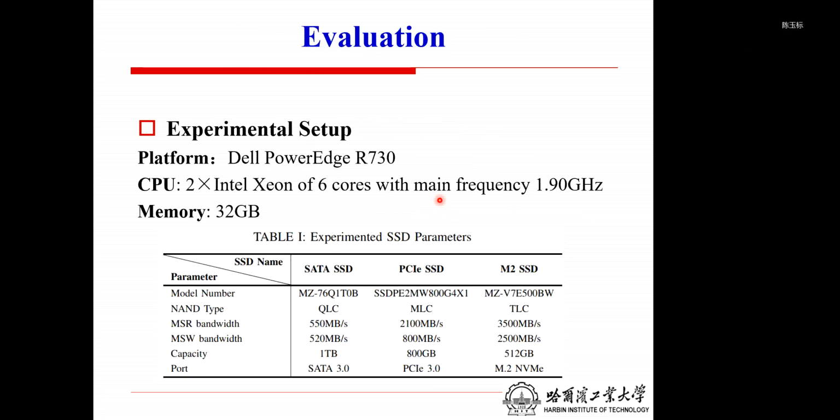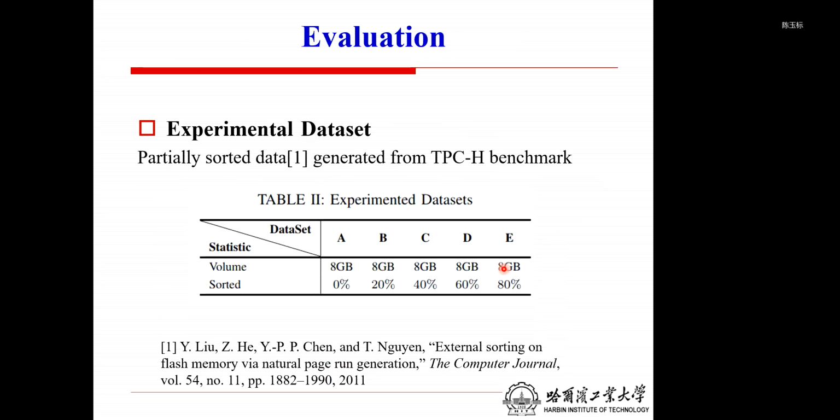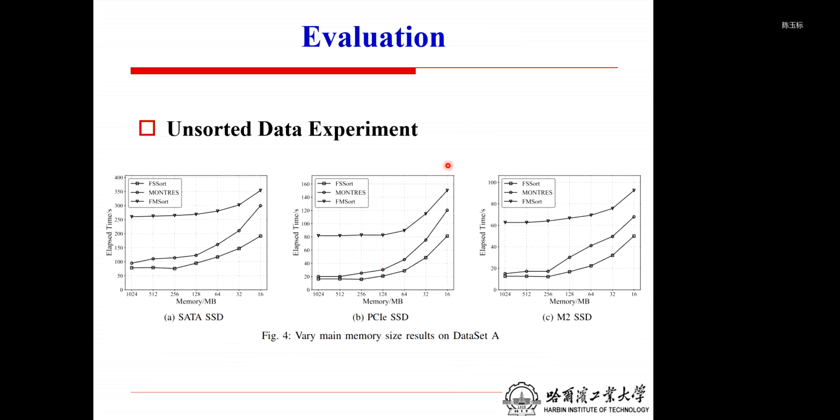Finally, we evaluate FSSort compared with FMSort and Montres on the Dell PowerEdge R730 platform with 3 different types of SSDs: SATA SSD, PCIe SSD, and M.2 SSD. We evaluate the algorithms with unsorted and partition-sorted data generated from TPC as the benchmark. So our experiment contains 2 parts. The first one is the unsorted data experiment.